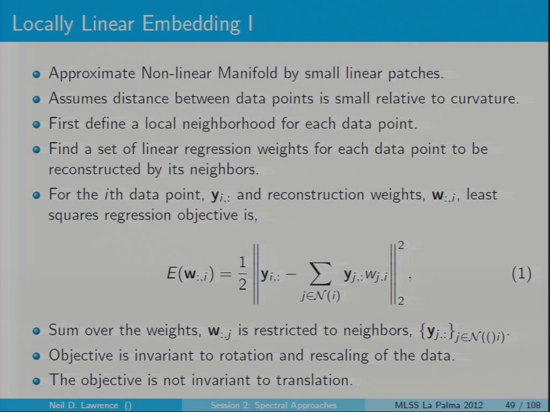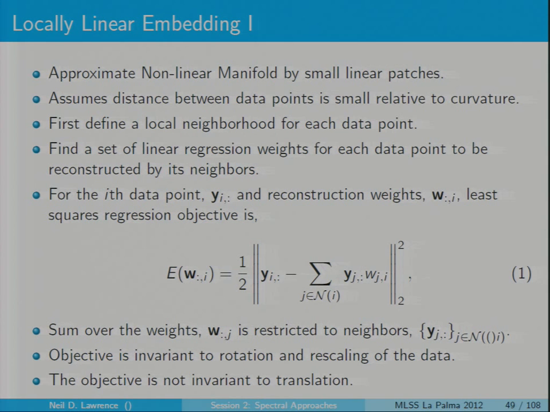And you get a flavor for this as I'm going through, because now this is a new way to do dimensionality reduction, which says let's approximate a nonlinear manifold by small linear patches. And it's a really nice idea. Assume distance between data points is small relative to the curvature. So if you look in your neighborhood that we've been talking about before and assume that it's linear in that neighborhood, so the curvature isn't moving quickly, then you find a set of linear regression weights for this locally linear patch, and that's this equation here.